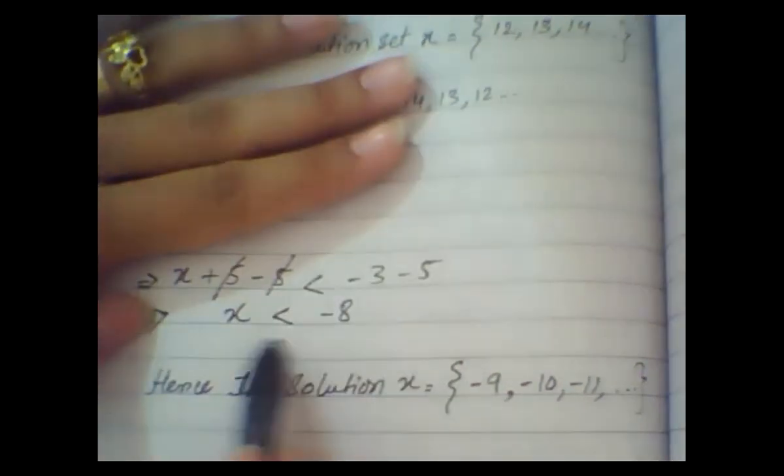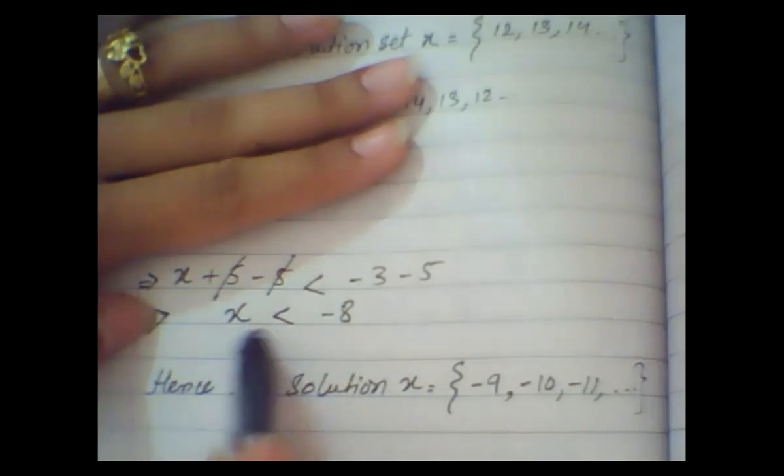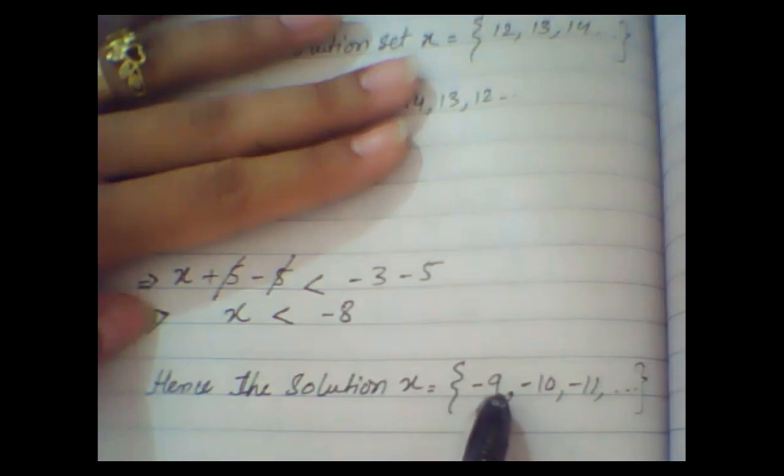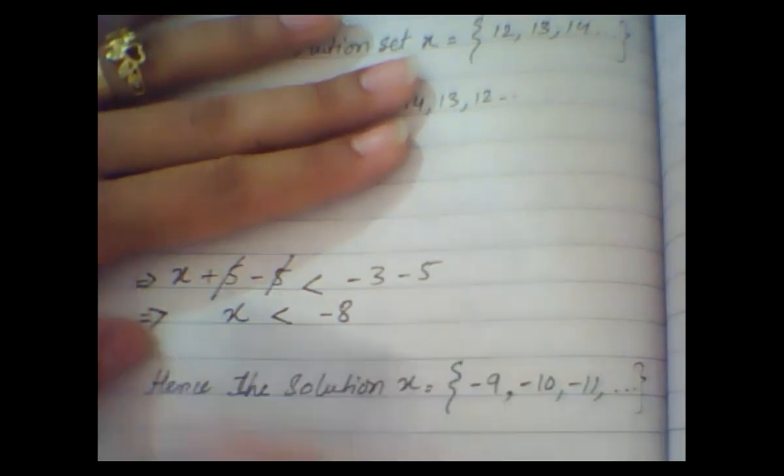Is it clear? x is less than minus 8. So we get solution set minus 9, minus 10, minus 11, and so on.